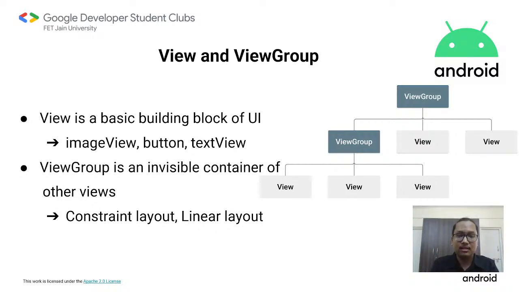Now, a view group is an invisible container that collects all your views and places them together, right? Such as constraint layout and linear layout. So usually layouts are considered as your view group.